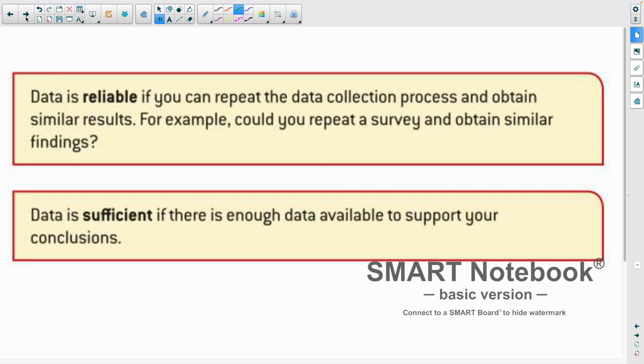So if you do a survey for your IA, these are some good reflection questions that you can include in there. My data was reliable because I did this. Or maybe I didn't have reliable enough data because maybe I didn't survey enough people, okay? And so that's all part of that as you go, okay? Everybody good? All right.